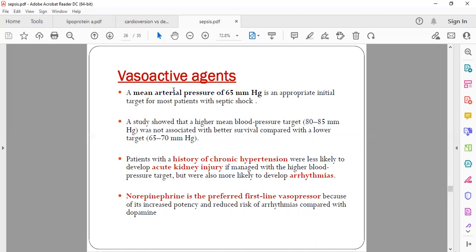So there are two things to assess whether the patient is hemodynamically stable or not. First is to monitor BP; more than BP, mean arterial pressure is important. And second, renal perfusion has to be measured by measuring urine output. If any patient passes more than 0.5 ml per kg per hour, it is assessed that the patient is well perfused, and we can continue with the same treatment. If at all we have to use vasoactive agents, most commonly we use norepinephrine, which is the preferred first-line vasopressor.